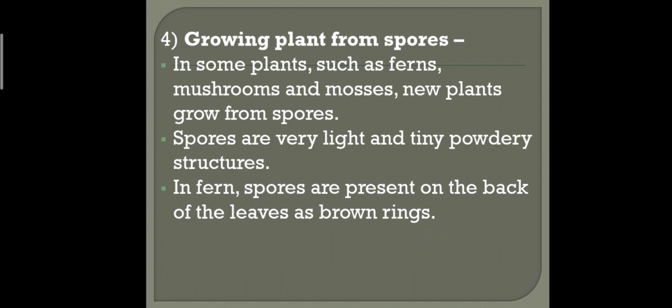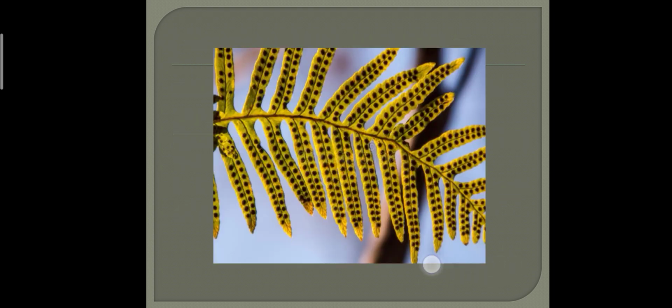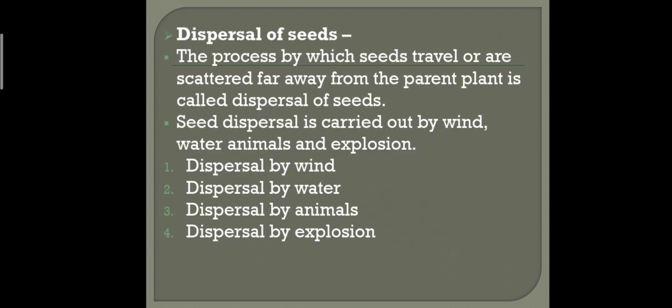Now, growing plants from spores. In some plants, such as fern, mushrooms, and mosses, new plants grow from spores. Spores are very light and tiny powdery structures. In fern, spores are present on the back of the leaves as brown rings. You are able to see this is the fern plant and the brown rings which are the spores, and from these spores a new plant will grow.